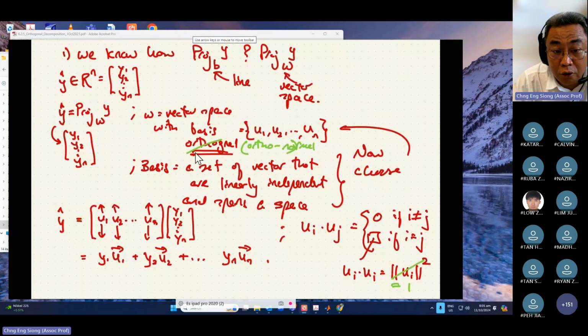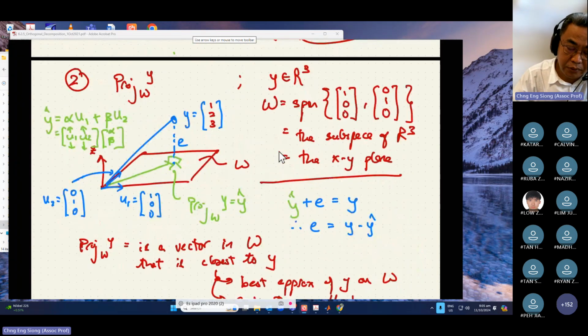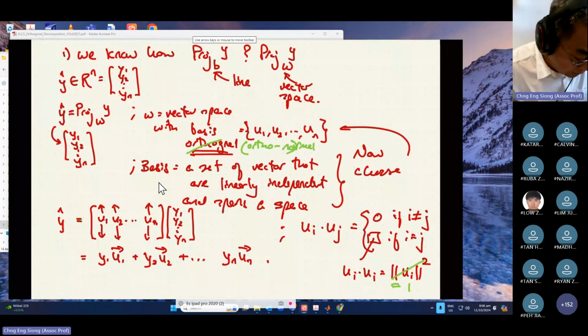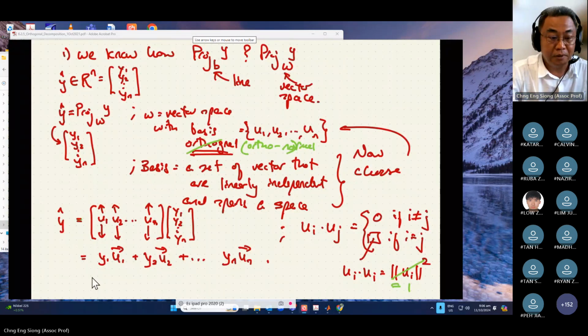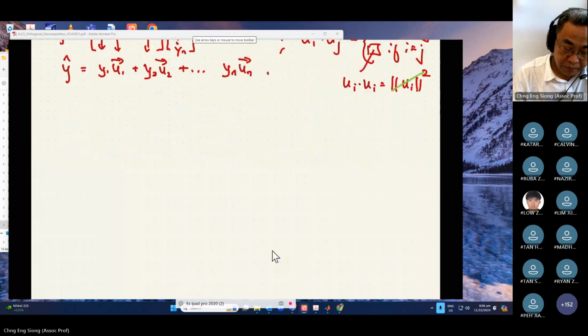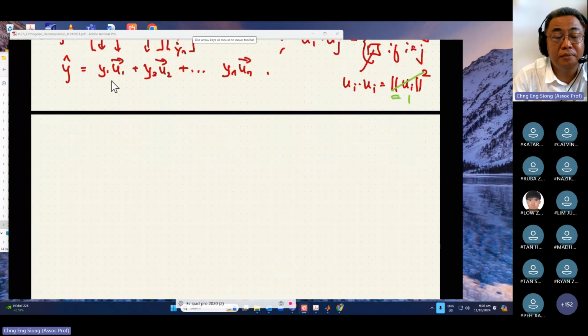So there's a difference between an orthogonal basis and an orthonormal basis. In this example that I have given you here, is it an orthogonal basis or an orthonormal basis? Orthonormal. Very good. So we have an orthonormal basis. All right, so now let's play with this equation. Let's start from this y hat, and now we assume that the basis u is orthonormal.